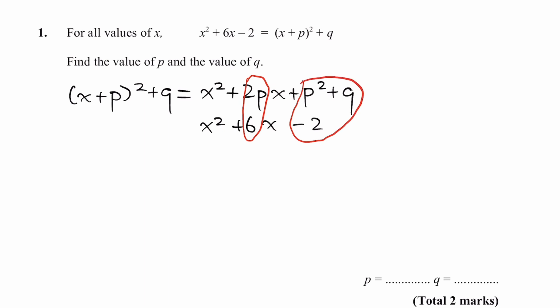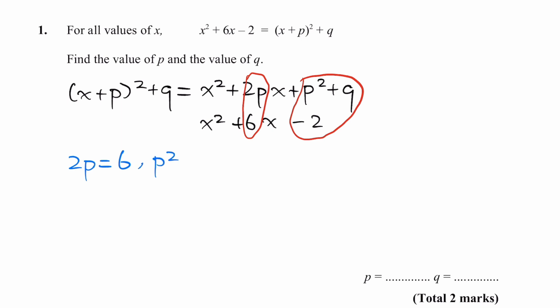Okay, so what does that mean? That means we can write the coefficients together as the same thing. So 2p is equal to 6, and p squared plus q is equal to minus 2. All right, so this equation directly yields p equals 3 if we divide by 2 on both sides. And because p is equal to 3, this means that 3 squared plus q is equal to minus 2. 3 squared plus q is 9 plus q.